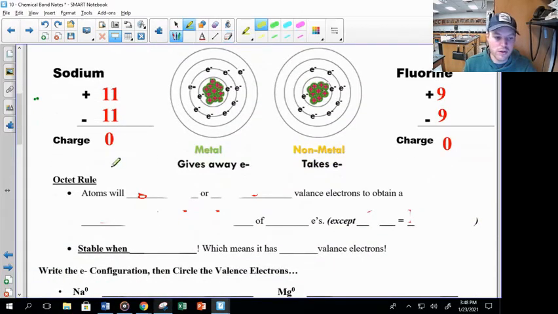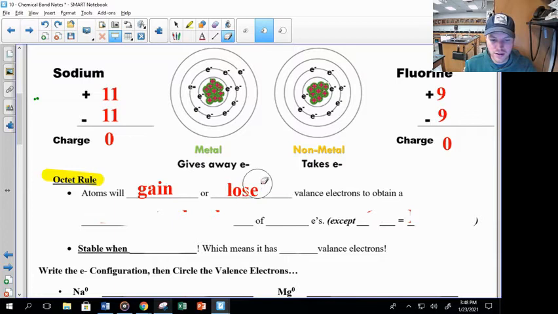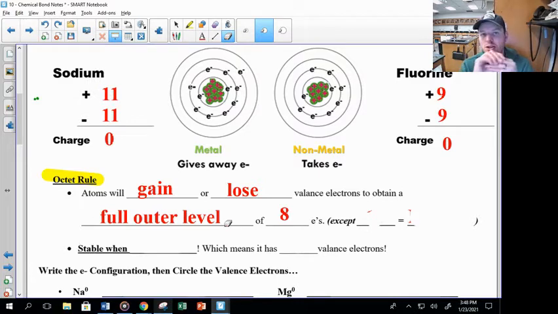And this brings us to the driving force that dictates how an atom will become stable, the octet rule. So you think of an octopus or an octagon. Oct means 8, so this is the rule of 8. Atoms will gain or lose valence electrons to obtain a full outer level of 8 electrons. So all atoms are trying to get 8 valence electrons in their outermost occupied ring.